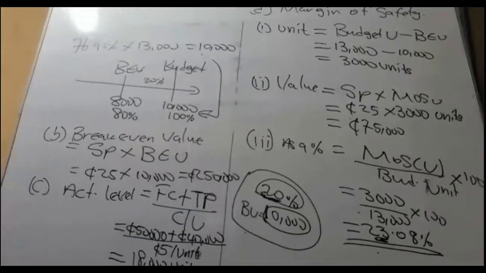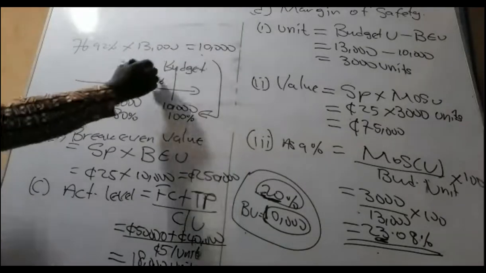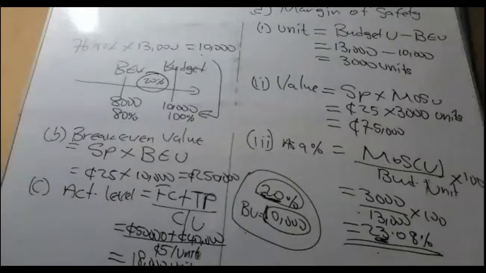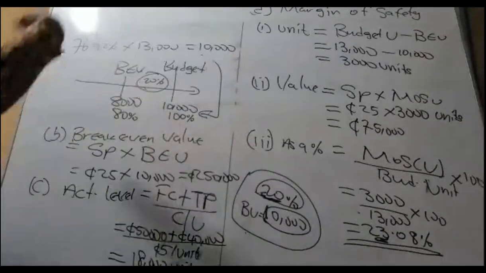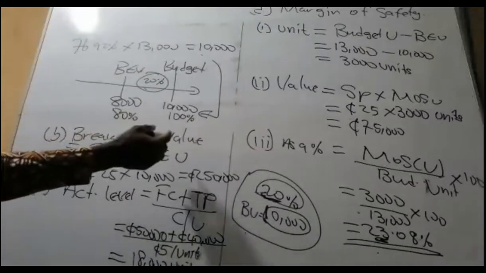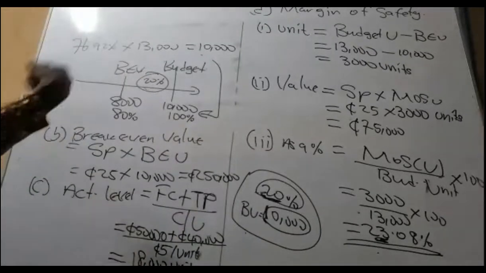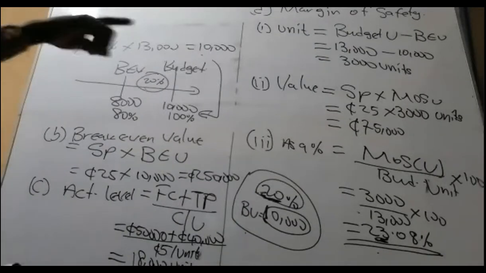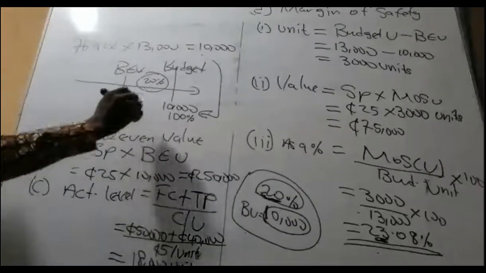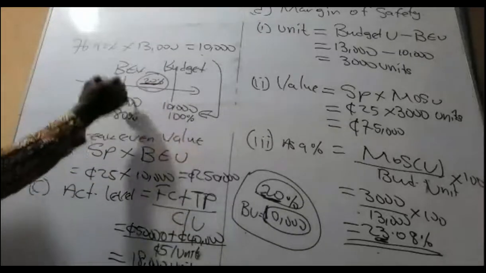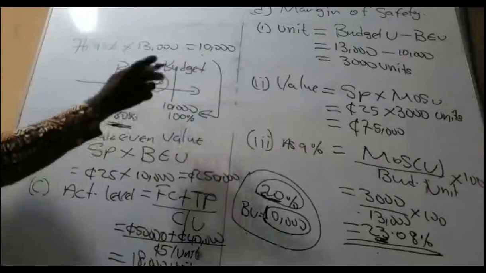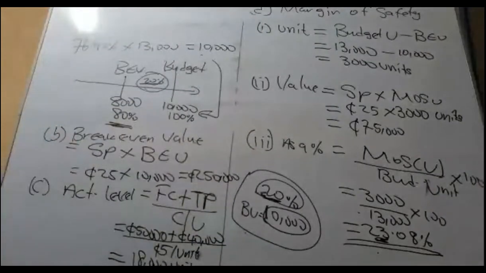Now, let's take it again. Here we are saying that if the margin of safety is 20%, then the break-even represents the other part. So the break-even will be 80% of what? Of the budget. All of it is on the budget. So if the margin of safety is 20%, then the break-even will be 80%, because the budget is 100%. That is the assumption and that is the idea that we are going to use.